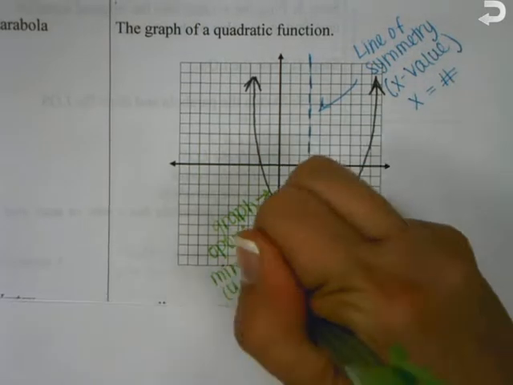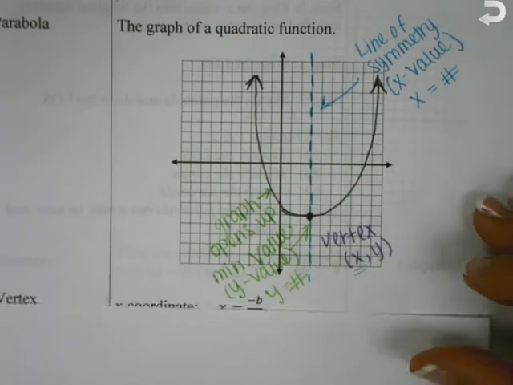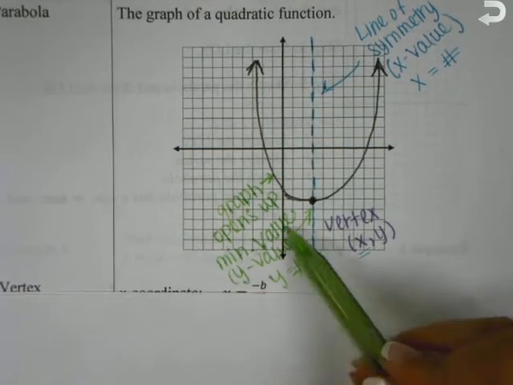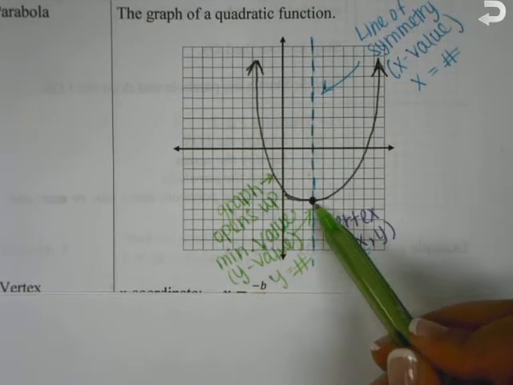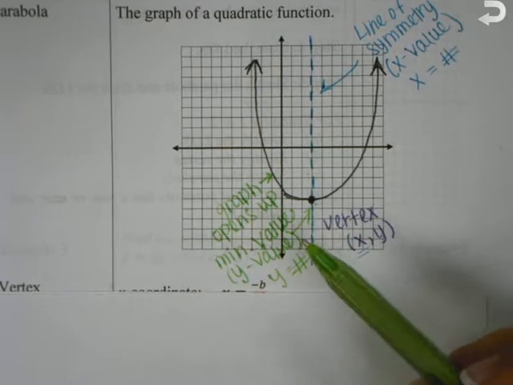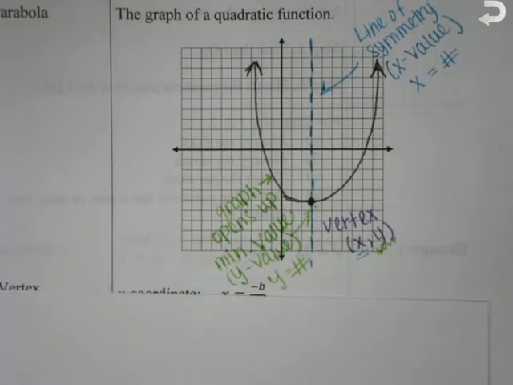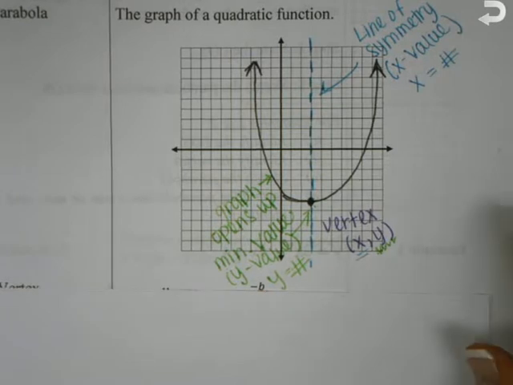Okay. So we have a minimum value on this particular one because it's opening upwards. And the minimum value is always the y value of the vertex. So it's just the number that is y. You don't have to give the entire point. If it was opened upside down, we would have a maximum. And we're going to write all that down as well. The maximum is also a y value. Okay, so let's talk a little bit about the vertex.